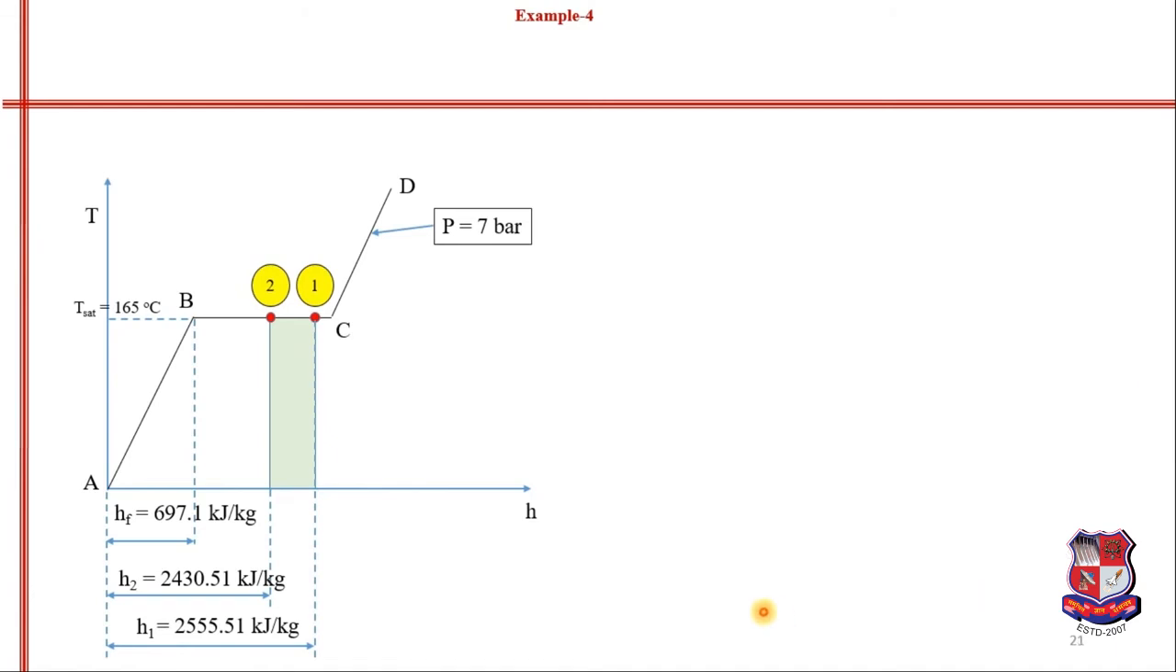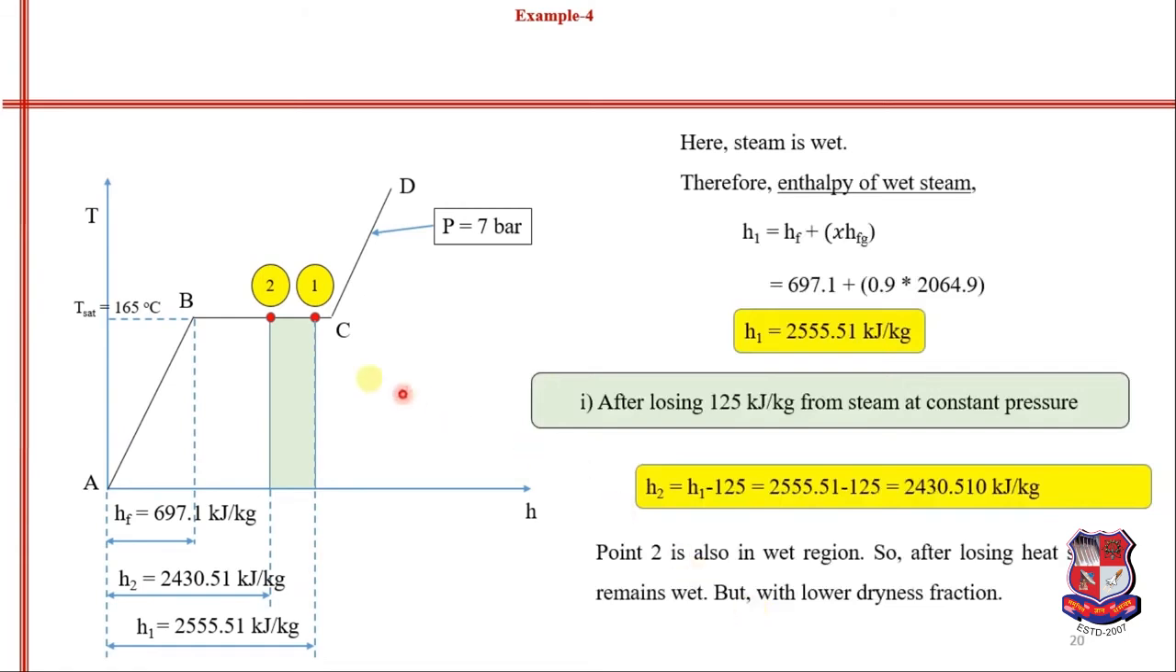How can we say lower dryness fraction? Because we know that the value of dryness fraction is 0 at point B, and it keeps on increasing up to point C, and at point C the value of dryness fraction is 1. As you know, point 1 is near point C, and we are rejecting some amount of heat. It means we are shifting our point towards point B. So in this direction, the dryness fraction will decrease.